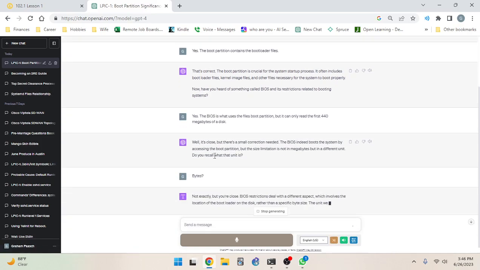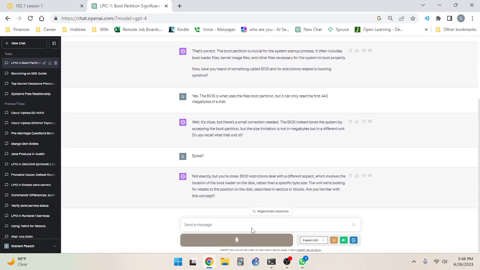Not exactly, but you're close. BIOS restrictions deal with a different aspect, which involves the location of the bootloader on the disk, rather than a specific byte size. The unit we're looking for relates to the position on the disk, described in sectors or blocks. Are you familiar with this concept?